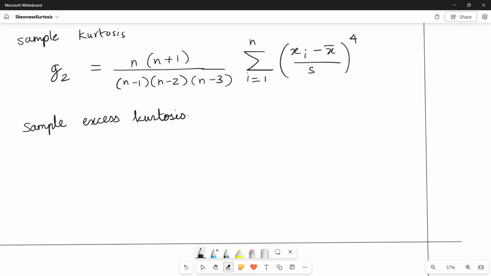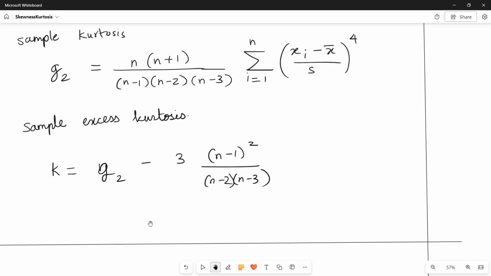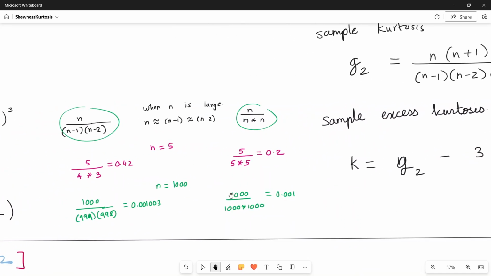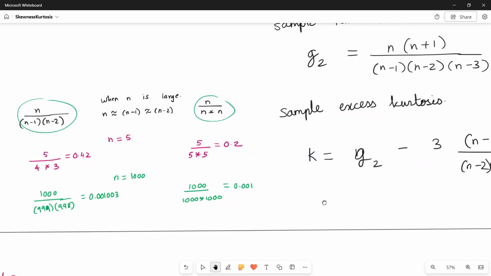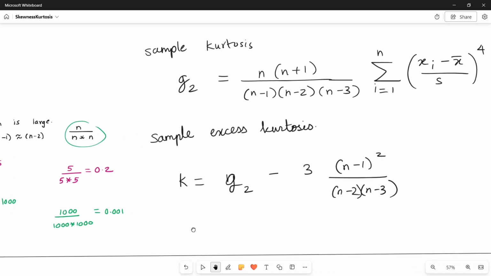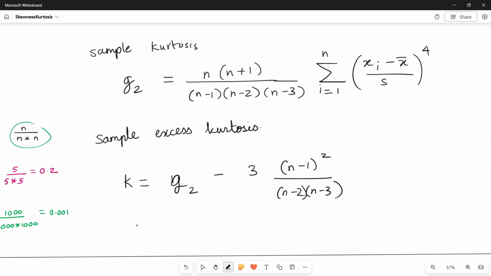But how do we calculate this excess kurtosis, which we'll indicate by K, let's say? This part remains the same. Basically, K is equal to G2 minus 3 times n minus 1 square divided by n minus 2 into n minus 3. Now, when we go for the case of the population, we can apply the same approximation that we had applied earlier: n is approximately equal to n minus 1 and n minus 2 when n is large for the population. We can also apply the approximation that n plus 1 is approximately equal to n, which is approximately equal to n minus 3.